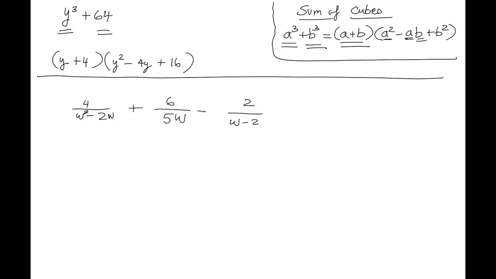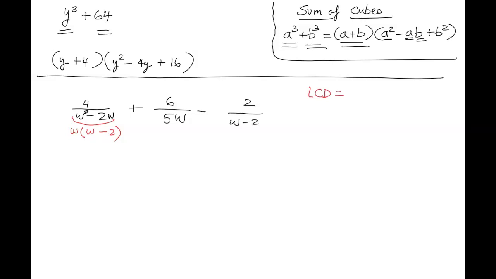Beautiful. All right, so here we recognize that we all have different denominators, right? So we cannot do anything but to find the least common denominator. Before we do that, we need to factor all those denominators, right, if possible. So here, it seems like I can factor this into w times w minus 2. And then 5w stays as it is, and w minus 2 stays as it is. Okay, beautiful. So now I can find the LCD, the least common denominator between those three terms.